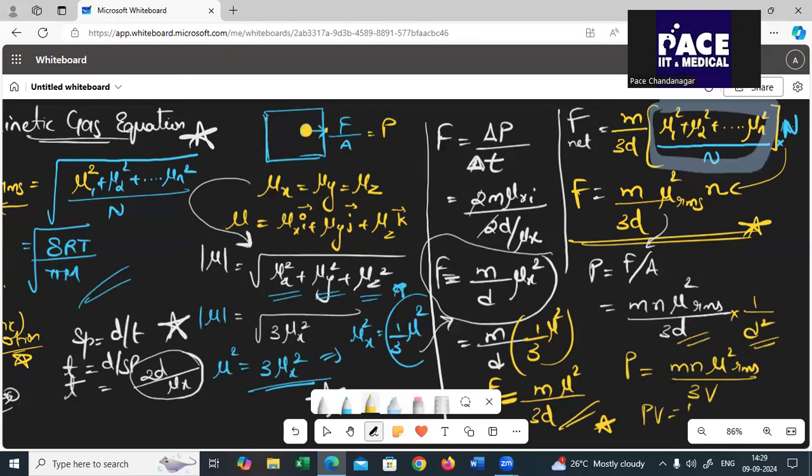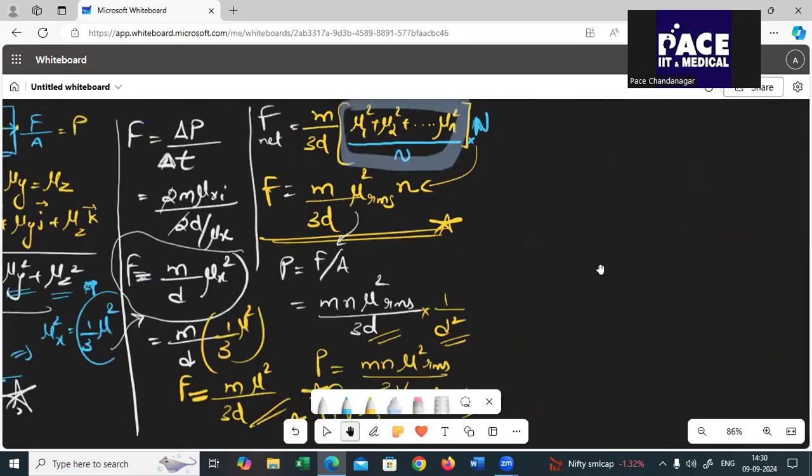So PV is equal to 1 by 3 m n u square RMS. This is what we got. This is our kinetic gas equation. This is the derivation which you generally will not be asked in your chemistry, but for physics it is very important. But yes, you should know how we got this so as to use it in your numericals later. All right, so now pause it and I want you to try this again using your own brains. This is a very important derivation.